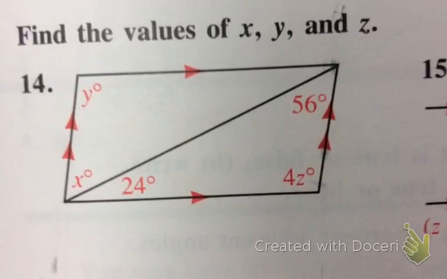Okay, number 14 says find the values of x, y, and z. So what I'm going to do is look at the numbers that are given to me. All right? I'm going to look at 24. And my immediate thing is look at the alternate interior. Well, that doesn't help me get a letter. So I'm going to look at the other number. This one says 56. So I'm going to look at the alternate interior. And alternate interior angles have to equal. So we're going to have x equaling 56 degrees.